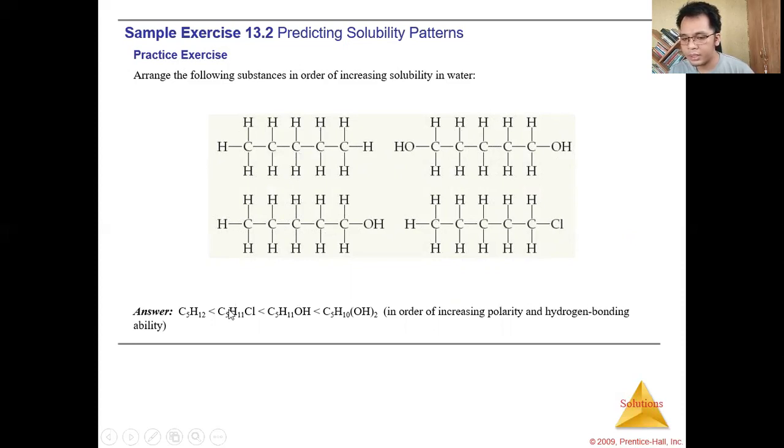So, this one here is for the second. And then, saan dito yung mas soluble sa water? Siyempre, yung mas maraming hydrogen bonding. This one will be the second to our spot, and this one will be the first, and this is the in order of increasing polarity and hydrogen bonding. Okay.